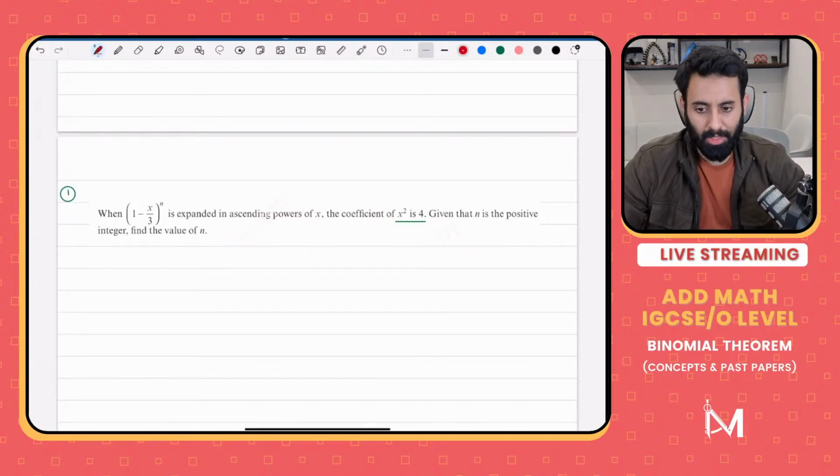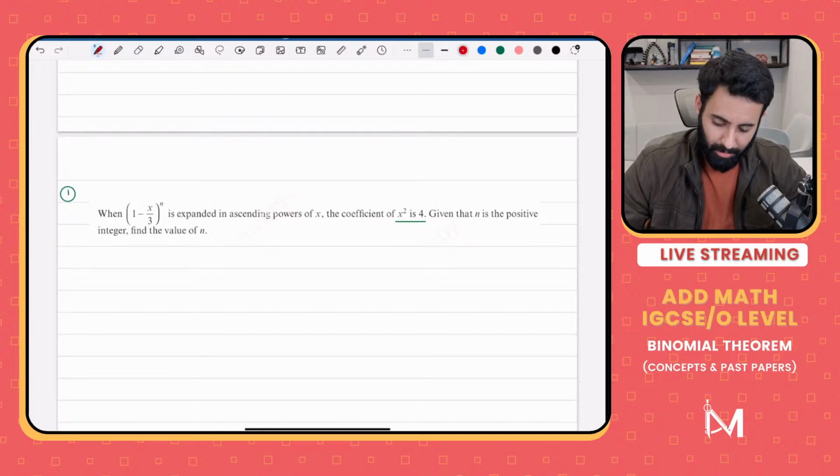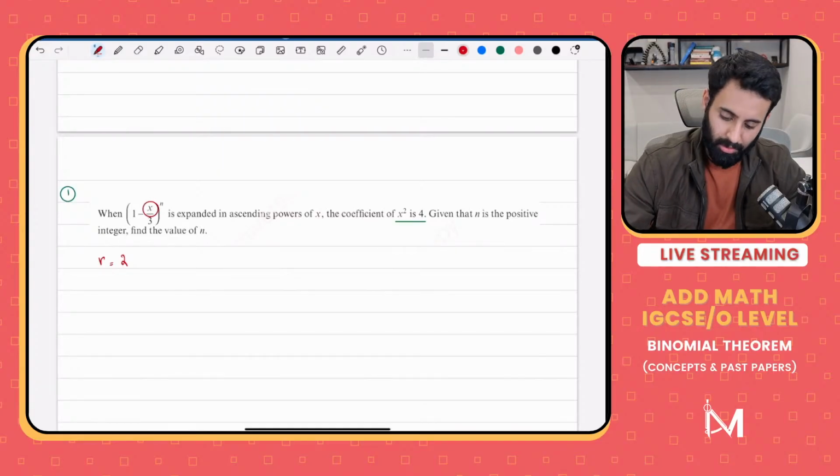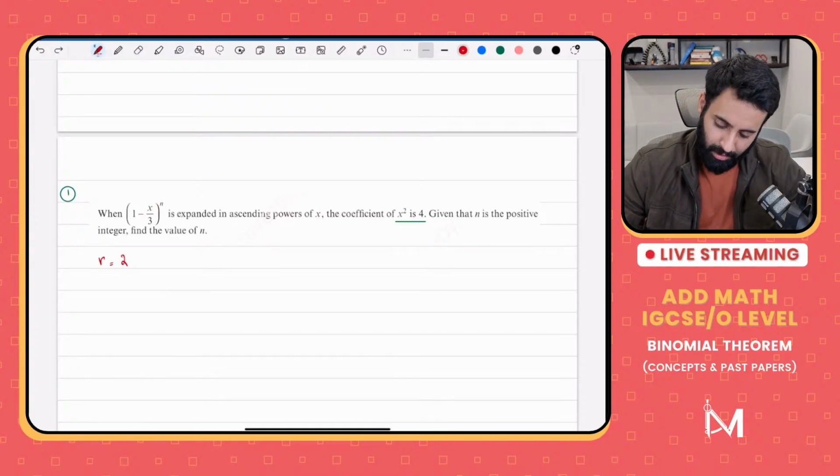No, r will not be equal to 1. The appropriate value of r, which will give you the desired coefficient, is 2. Why? Because x is in the second term. So r must be equal to 2. So let's expand with r as 2.